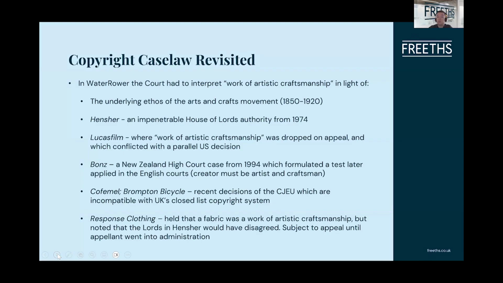And that case was also subject to appeal until the appellant went into administration. So in my view, it's not particularly good authority. So given this long patchwork of cases, I'm not convinced that we do have a solid basis to understand what copyright protection is afforded to designs.